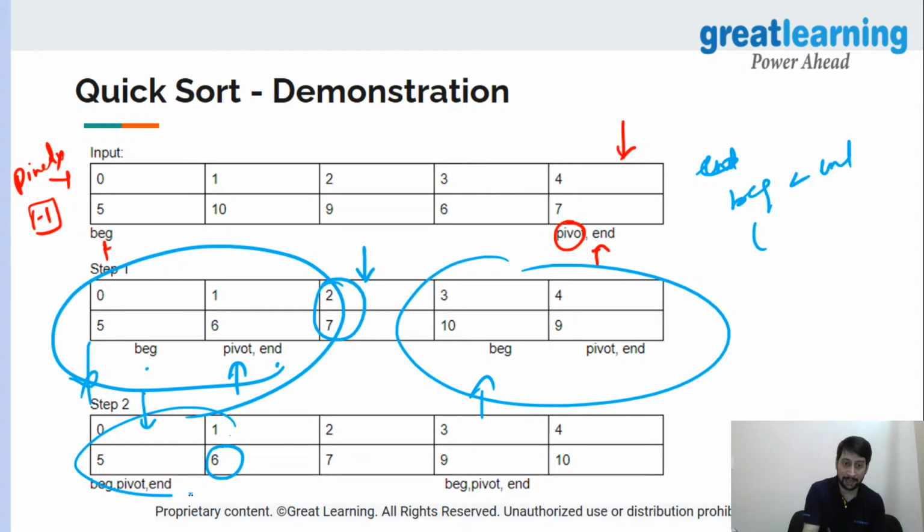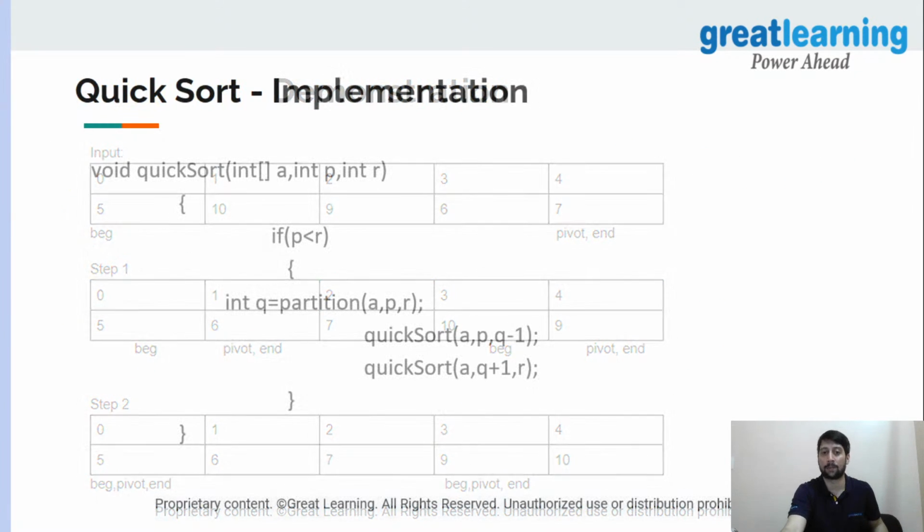Now once this entire left part is done, you will move on to the right hand side and call it in similar fashion. Now this time around this will be your partition. Once this is done, this will be your partition, because again beginning and end are at the same position, nothing will happen and you will get your sorted array, right? This is the whole demonstration.